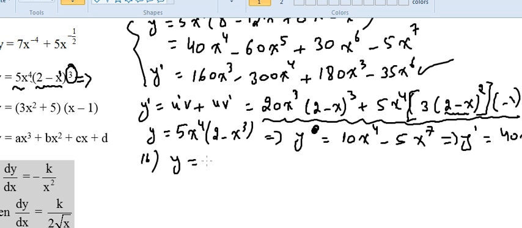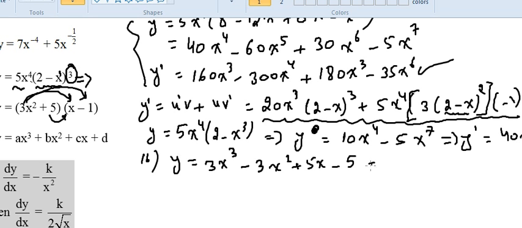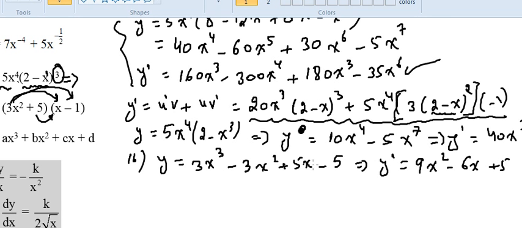Y equals 3x squared times x is 3x cubed, minus 3x squared times 1, or 3x squared times minus 1, it's minus 3x squared, plus 5 times x, it's plus 5x, and plus 5 times minus 1, it's minus 5. So the y prime is equal to 3 times 3 is 9x to the power 2 minus 6x plus 5, and the derivative of a constant number is 0. So that's it.